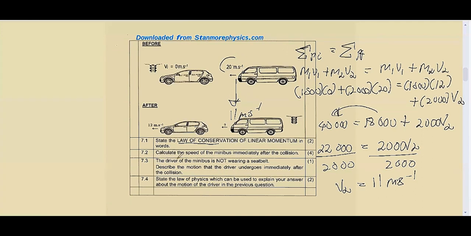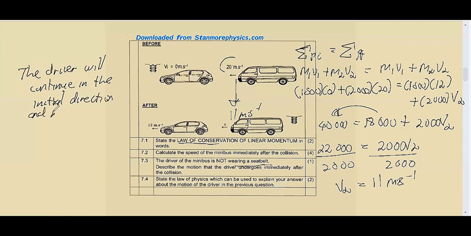Now 7.3 says the driver of the minibus is not wearing a seatbelt. Now we know what happens when you're not wearing a seatbelt. Describe the motion that the driver undergoes immediately after the collision. We say the driver will continue in the initial direction of motion of the minibus, right? Of the minibus.